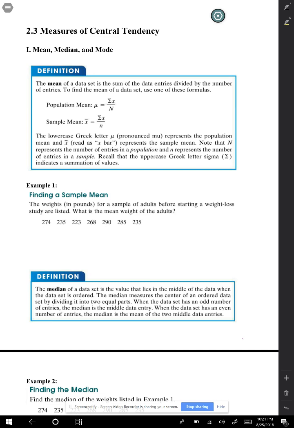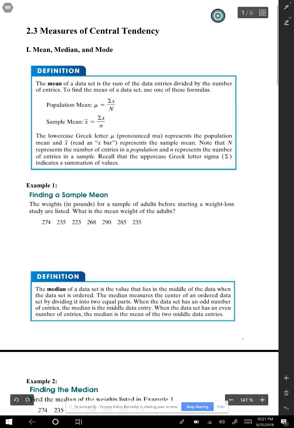Okay, the first thing we're going to look at is the mean of a data set, and this goes back to probably 7th, 8th grade, when you first start hearing about mean, median, and mode. And the mean is an average. And we'll be using our symbols here because we'll have several formulas that involve the mean and other things. So the mean of a data set is the sum of data entries divided by the number of entries.